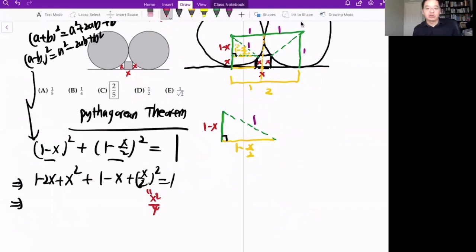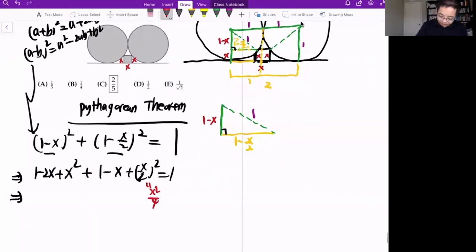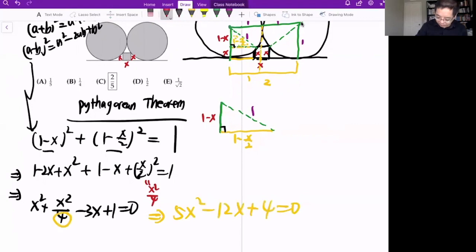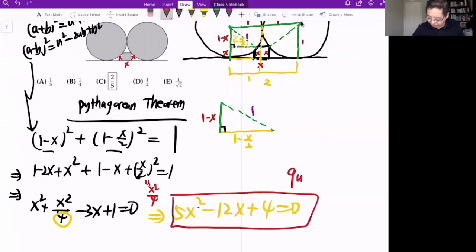The next step is we combine that and simplify the equation. So we have x squared plus x squared over 4 minus 3x plus 1 equals 0. We multiply by 4 on both sides, and this gives me 5x squared minus 12x plus 4 equals 0. This is a quadratic equation. We get a quadratic equation because here the power is 2.